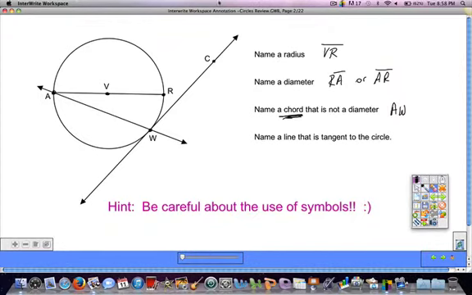So you can't have the little arrows on the end because a chord, by definition, touches both sides of the circle. So it has a definite length. It doesn't continue on forever outside of the circle. It stays on the inside of the circle.